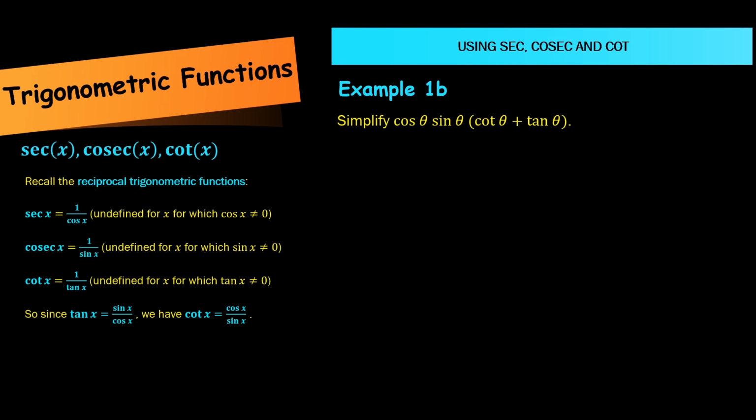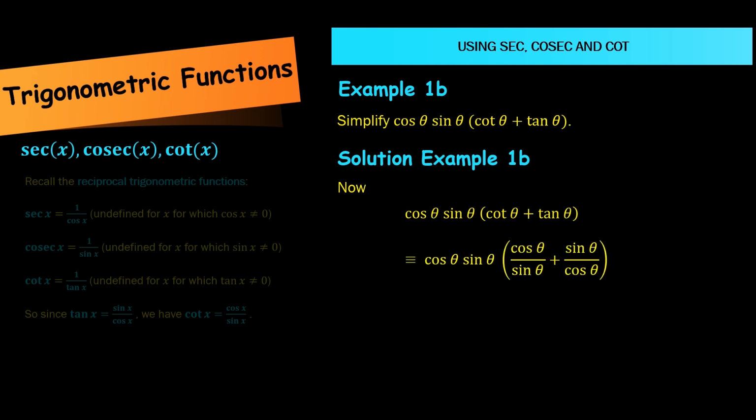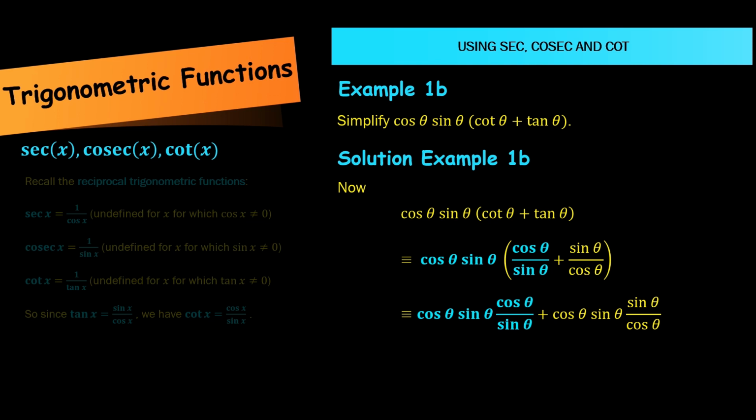And now for part B. We are required to simplify cos theta sine theta times cot theta plus tan theta. So let's solve this. We can leave cos theta sine theta as it is and replace cot theta by cos theta over sine theta. And tan theta can be replaced by sine theta over cos theta. Then we can expand the brackets to give this expression plus this expression.